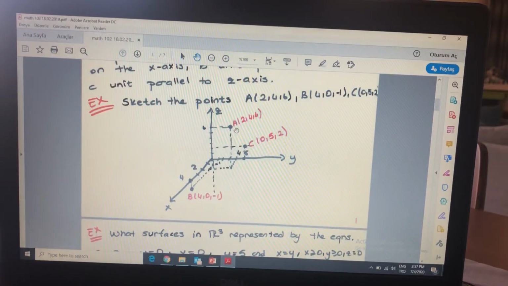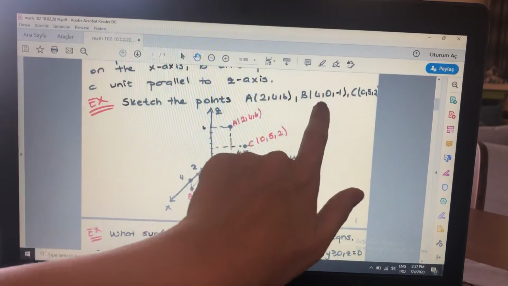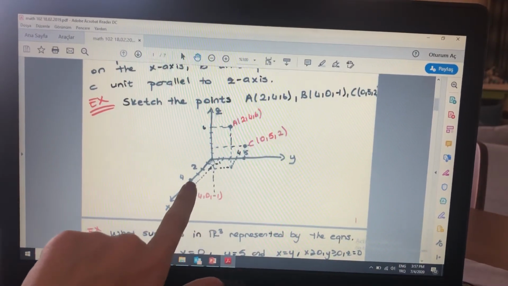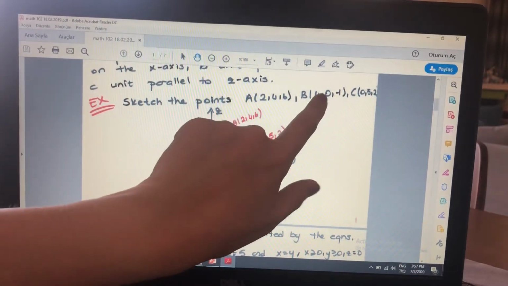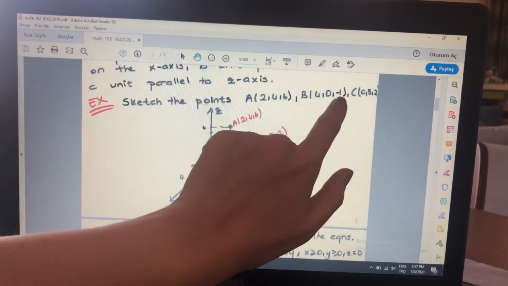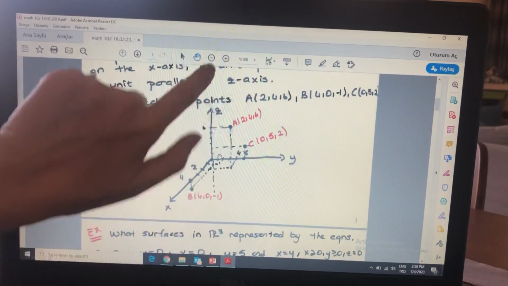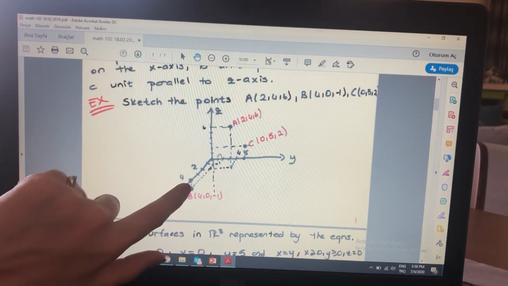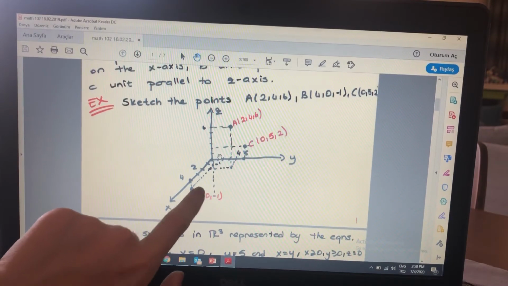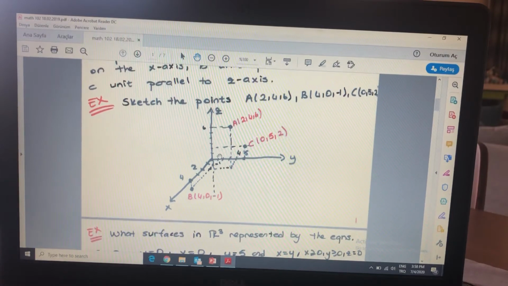(2, 4, 6). Okay? And similarly, let's look at (4, 0, -1). So we are going 4 units on the x-axis: 1, 2, 3, 4. I'm here. We are going 0 units on the y-axis, so I'm staying. I'm not moving anywhere. And then -1 units parallel to the z-axis. This is the z-axis. Since it is negative 1, I'm going down. Here you go. This is -1. And this place is the place for the point (4, 0, -1) in the given space.